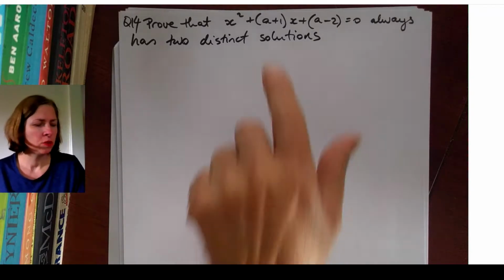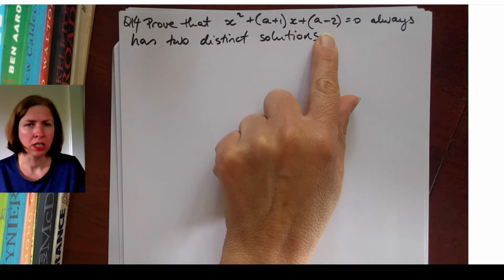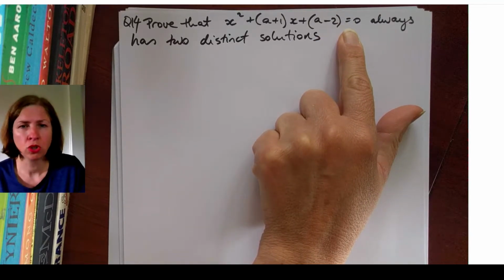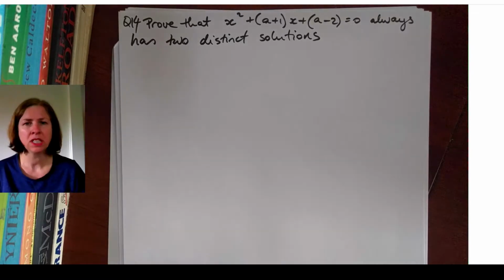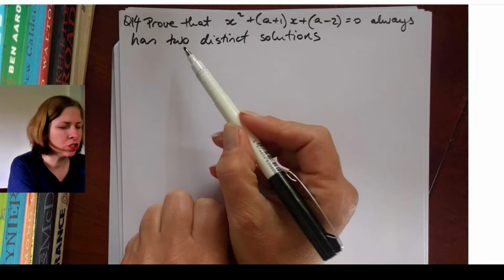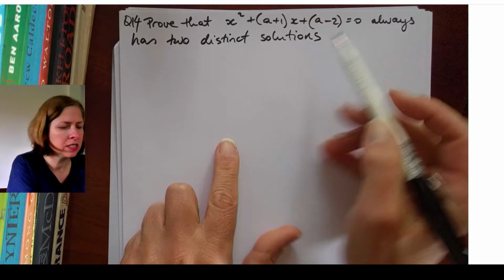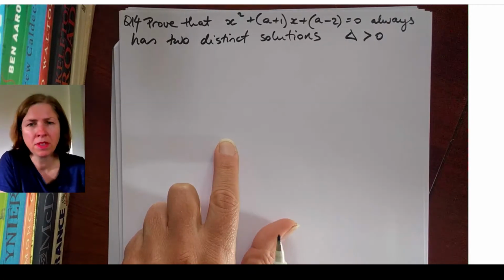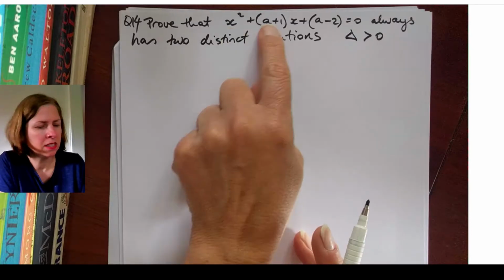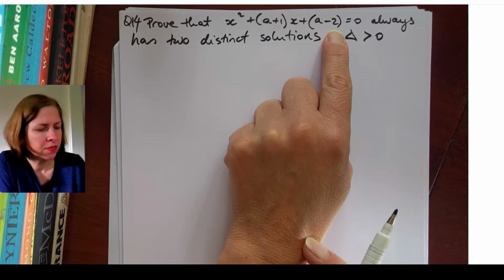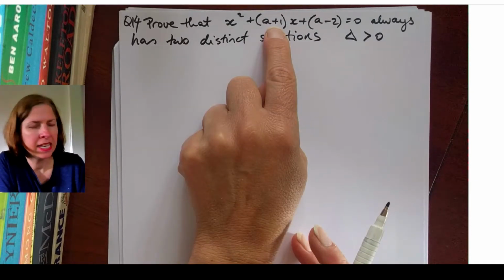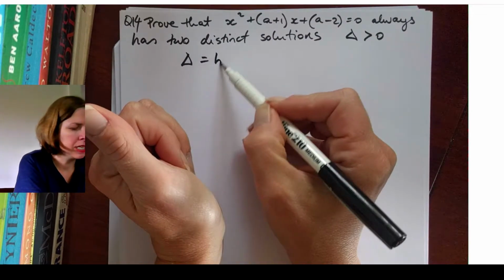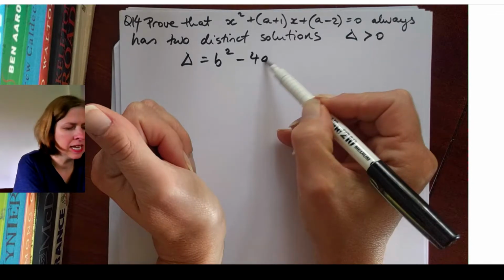So what we need to do is prove that this equation, because it equals 0, always has two distinct solutions. So the first thing I'm going to think about is the fact that these two distinct solutions tells me that my discriminant is going to be positive. And that's the discriminant of this side of the equation. So this is a and b and c. I'm looking for the discriminant, which is b squared minus 4ac.